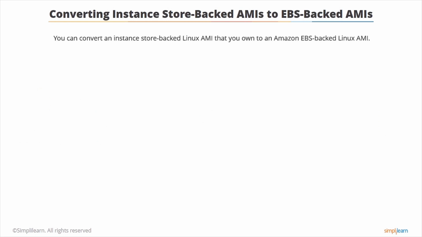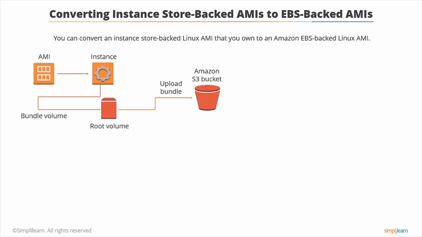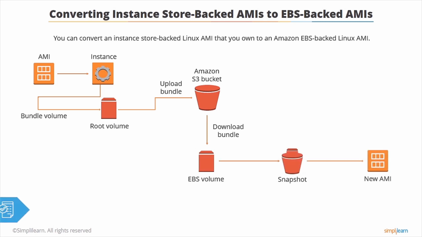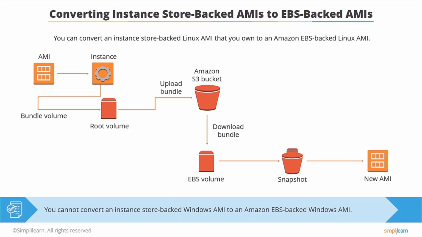You can convert an instance store-backed Linux AMI that you own to an Amazon EBS-backed Linux AMI. This involves creating a bundle, but the bundle is then downloaded onto a new Amazon EBS volume. After that, you need to snapshot the volume and create your new AMI from the snapshot. Please note you cannot convert an instance store-backed Windows AMI to an Amazon EBS-backed Windows AMI, and you cannot convert an AMI that you do not own.